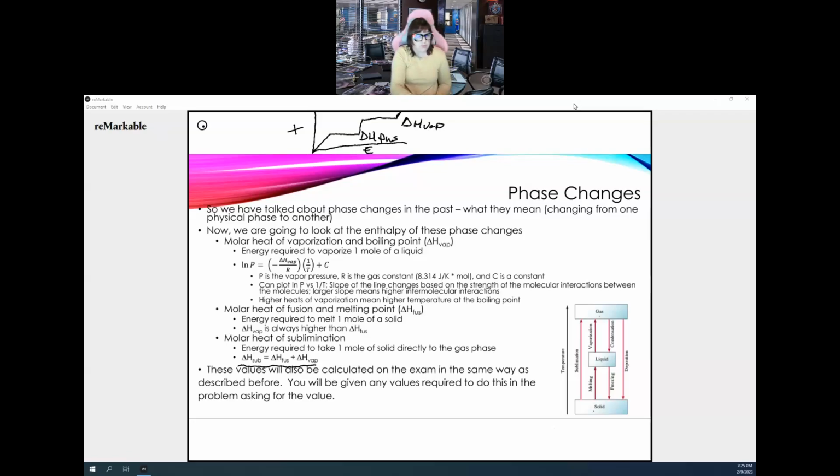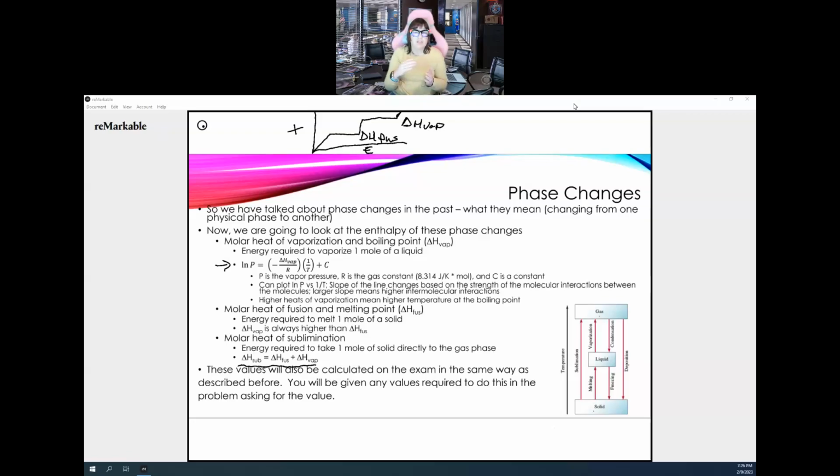One of the other things I want to talk about is this equation. It says that the natural log of P, the vapor pressure, is equal to the negative delta H vap over R times 1 over T, plus C. T is temperature, delta H vap is the heat of vaporization for 1 mole of material, and R is the gas constant. The slope of that line is negative delta H vap over R, so if my heat of vaporization is really high, I'm going to have a very steep slope for that line.